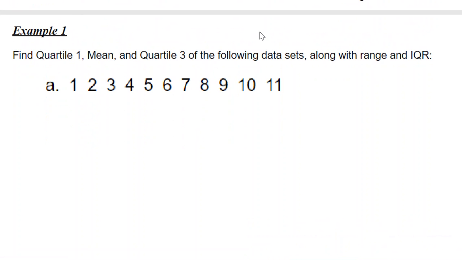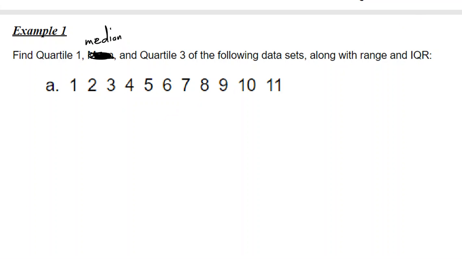Now, I can't believe this, I wrote mean, and I should have written median. That's what I get for doing this when I'm asleep at night. Quartile 1, median, and quartile 3, along with range and IQR.